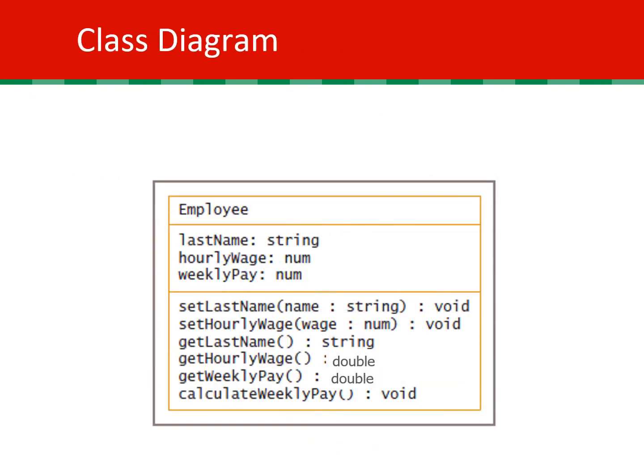For example, this is an employee class. The upper part is the attributes, whatever data that we want to use for this particular class, and the lower part is showing the methods. What are the operations that you want this employee class to do? For example, you want it to be able to set the last name, set the hourly wage, calculate weekly pay, and so on.